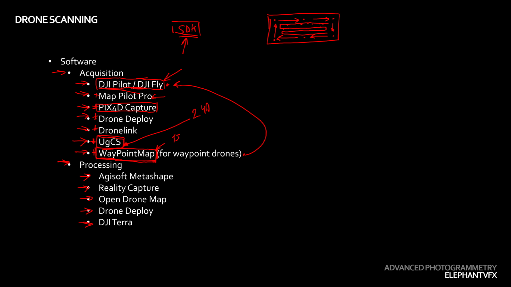And I think Drone Link or Drone Deploy also have a processing section. And those are also great. I don't tend to use those because I'm very comfortable with Metashape and Reality Capture. And for the type of work that I do, those software seem to be a really good solution for me. But keep in mind that there is other software that is not targeted for visual effects. It's more for drone mapping in general, but it's also pretty good.